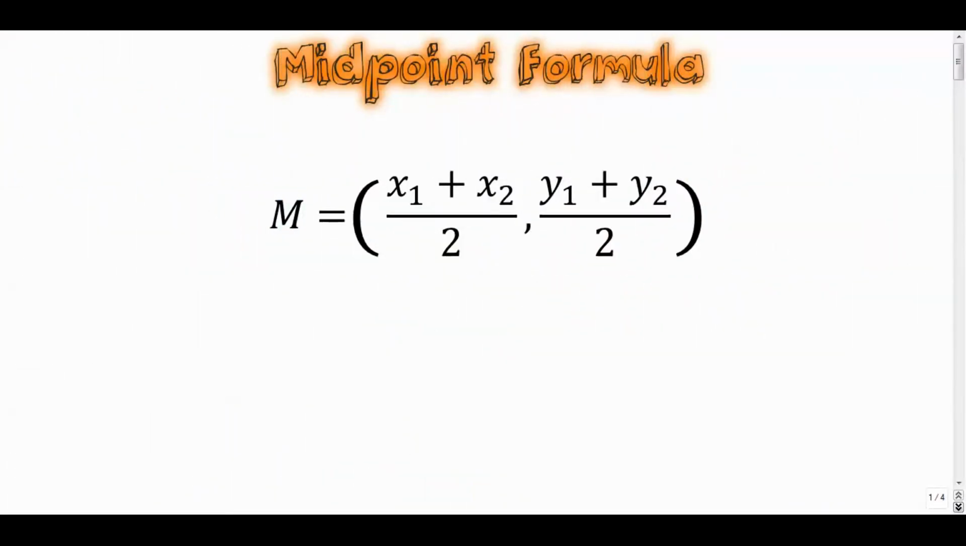Welcome to the video on the midpoint formula. In this video I'm going to introduce the midpoint formula and go through 3 or 4 examples on how to find the midpoint between 2 points. And I'll also do one complex example where we're actually given the midpoint and an endpoint of a segment and asked to find the other endpoint.